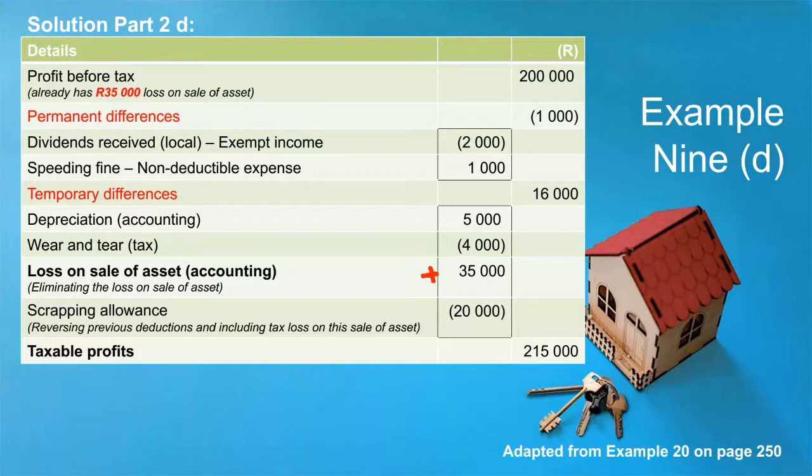We then need to replace that loss with the scrapping allowance. And how would we replace it? By minusing the scrapping allowance of 20,000. Does that make sense?